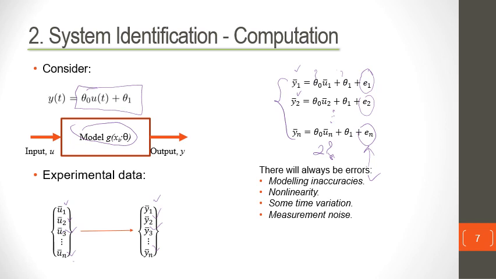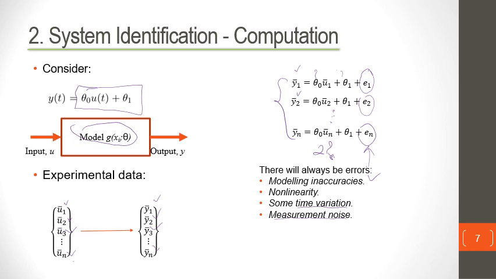Sometimes there might be some time variation in the system. So the system might not necessarily be time invariant. It might change whether you're making an experiment in the morning or in the afternoon. There might be those differences. And then also you might have some measurement errors. So there might be some noise in your measuring instruments. So you are bound to get some form of error as you're modeling your process.